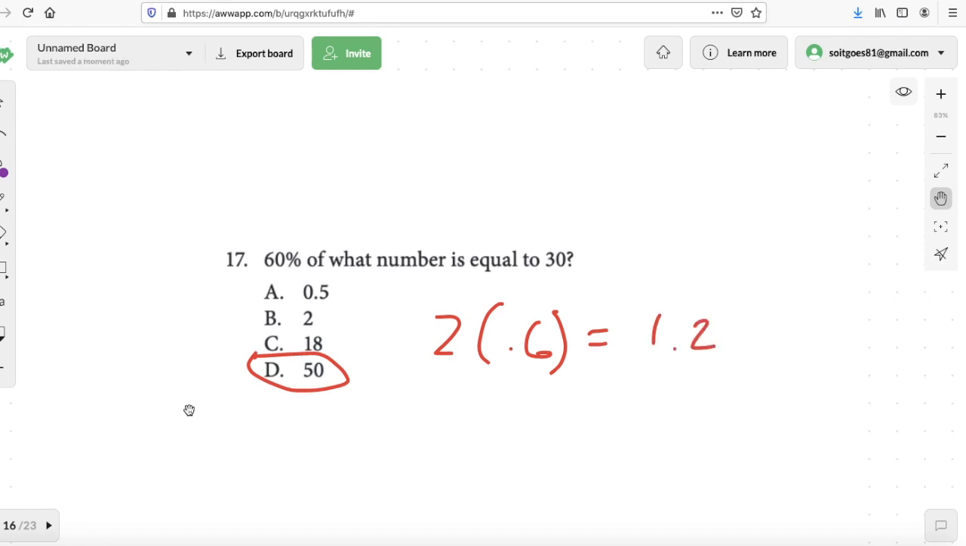Answer choice C? 18 times 0.6 is 10.8, not 30. Again, you can test them all. If you want to find some percent of a number, just multiply the percent by the number. 60% is the same as 0.6. So multiply the number by 0.6. And then let's try to confirm answer choice D. 50 times 0.6 is 30. There you go. Answer choice D. Any questions? No.